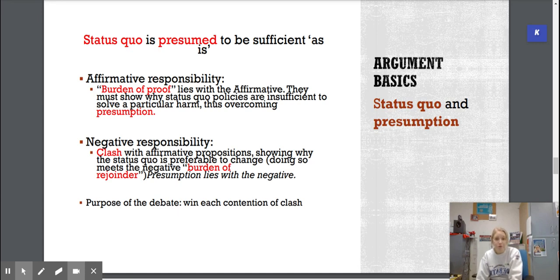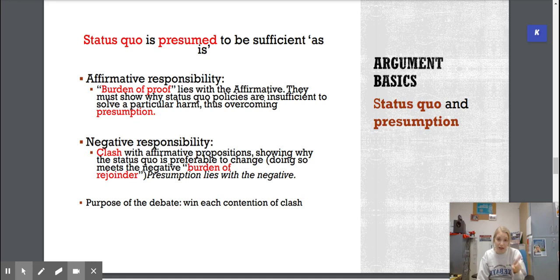So the burden of proof is based off of something Aristotle once said. He said, one who asserts must prove. The affirmative is asserting there's problems and asserting that this plan will fix the problems. So they have to prove it. The burden of proof lies on the affirmative.